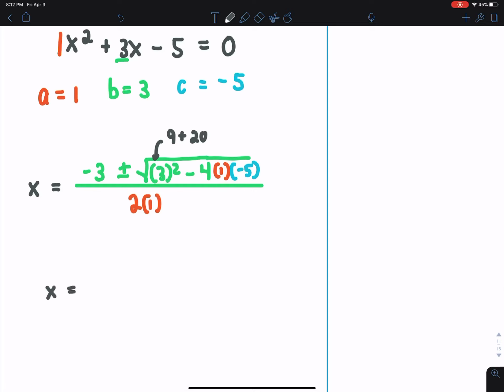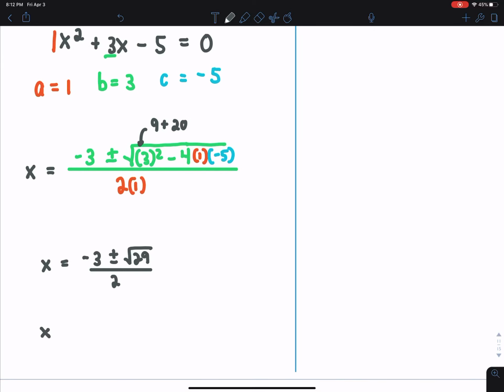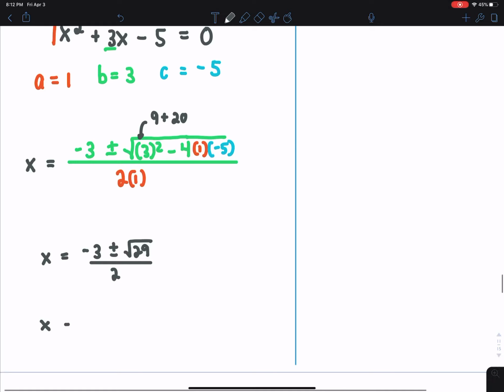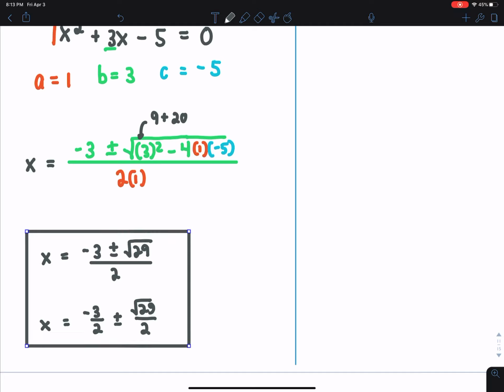So x would equal negative 3 plus or minus the square root of 29, all divided by 2. And if we want to split this up, we could say this is negative 3 halves, or negative 1.5, plus or minus the square root of 29 divided by 2. So either one of these answers is acceptable. It gives you both of your solutions. And we could plug this into a calculator or into Desmos to figure out what these decimal approximations of our roots are going to be.